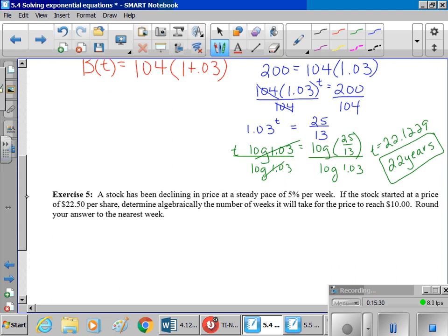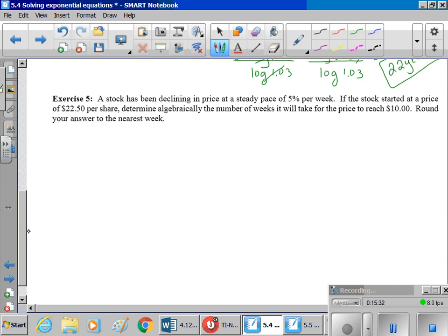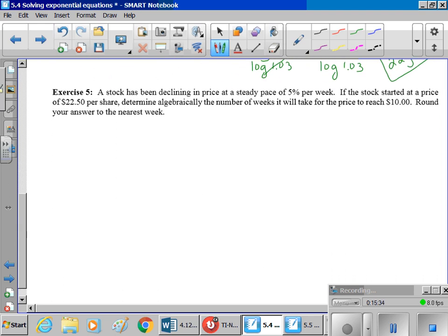All right, exercise 5, last one. A stock has been declining in price at a steady pace of 5% per week. So the first thing I do is 0.05. If the stock started at a price of $22.50 per share, determine algebraically the number of weeks it will take for the price to reach $10. And then it says round your answer to the nearest week.